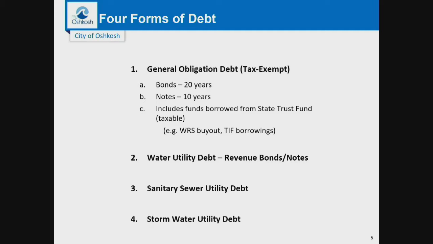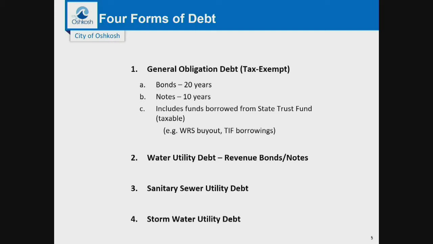So we have four forms of debt. The four forms of debt are general obligation debt. General obligation debt breaks into 10 and 20 years. The most important component of general obligation debt is truly aligning the life cycle of your assets with the term of your bonds or your notes.